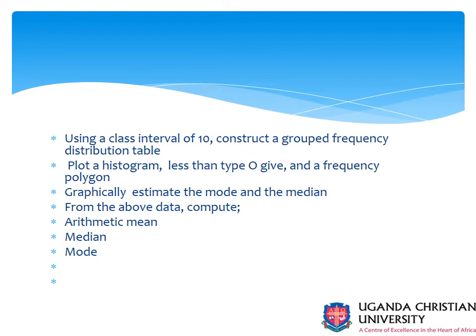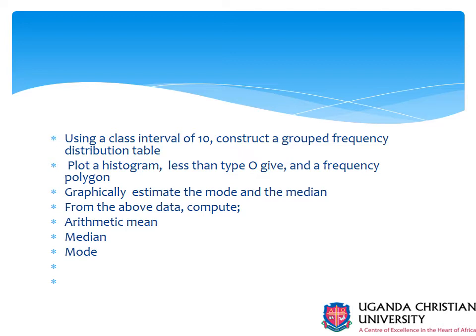Given the example, using a class interval of 10, construct a frequency distribution table. So when we are constructing a frequency distribution table, as we discussed earlier on, you can use what we call inclusive grouping or exclusive grouping. When do we use exclusive and when do we use inclusive grouping?